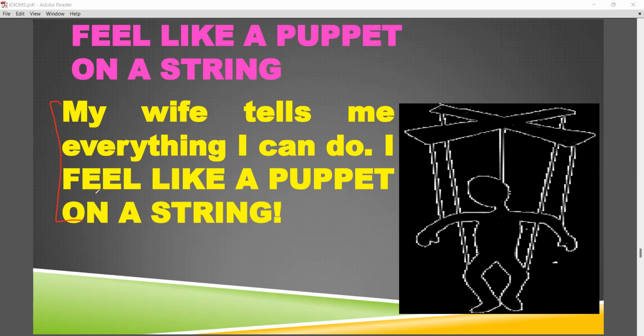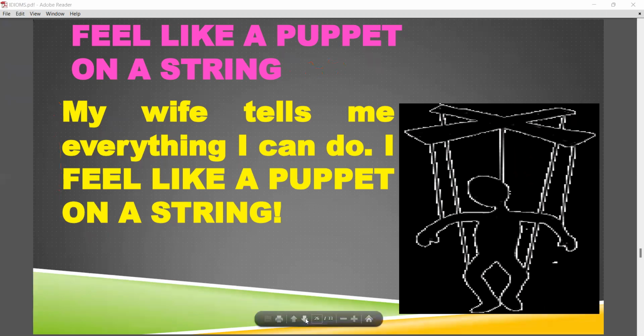So what is a puppet? It's actually a doll that is manipulated by means of strings attached to its hands. Similarly, a person or a group whose actions are controlled by another. So control is being taken by somebody else. Like a puppet on a string, the control of the strings lies with the hands of the person who's playing the puppet. Similarly, your control is with someone else. That is what it feels like when you say you feel like a puppet on a string.